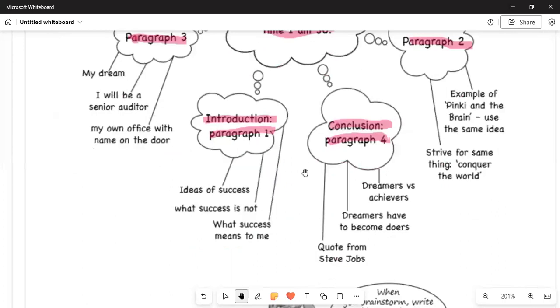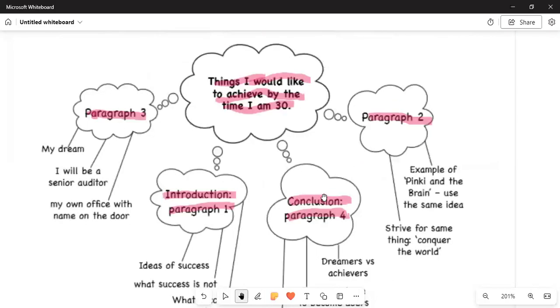We are introducing the topic in paragraph number 1, and the topics will be ideas of success, what success is not, and what it means to me. So this is the overview of the introduction, and it is just an introduction to the topic. And then we have paragraph number 2. We are giving examples of Pinky and the Brain striving from the same thing to conquer the world. So these are the things that we are going to talk about.